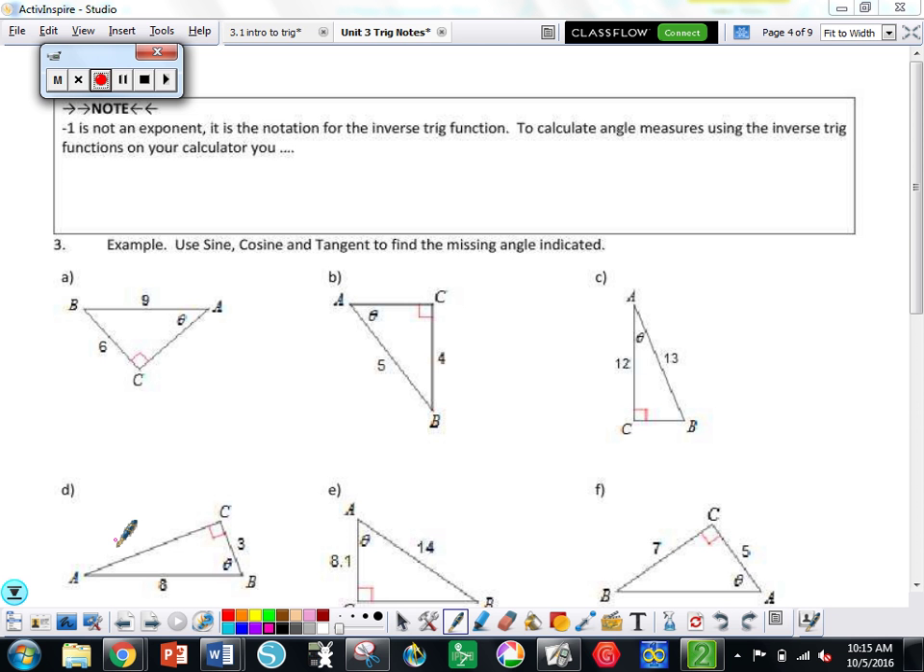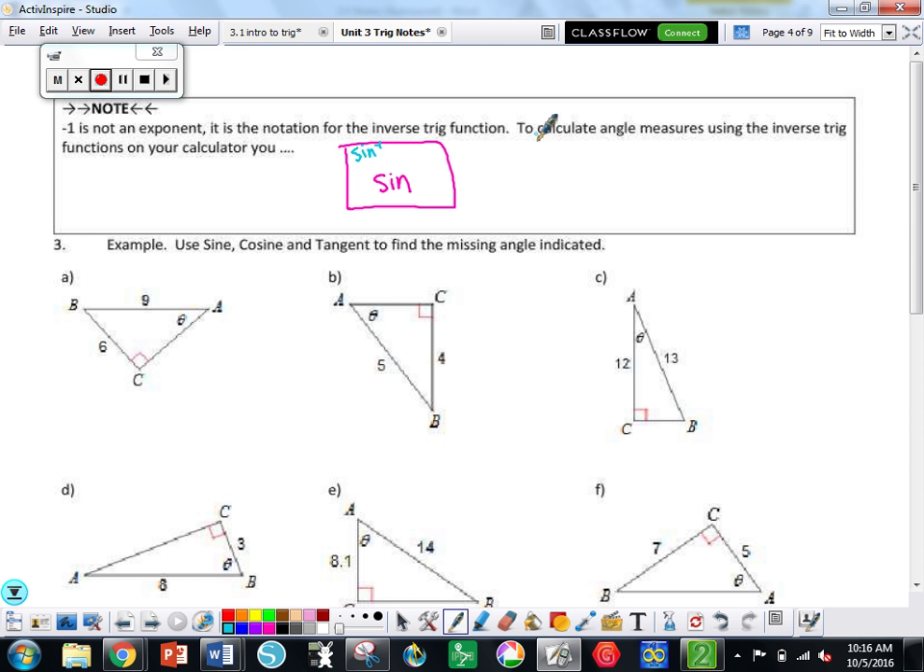Okay, note really quick. -1 is not the exponent. It is the notation for the inverse trig function. To calculate the angle measures using inverse trig functions on your calculator, you have a button right here. On the button, it should say sine, and then usually up in blue, it says sine -1.